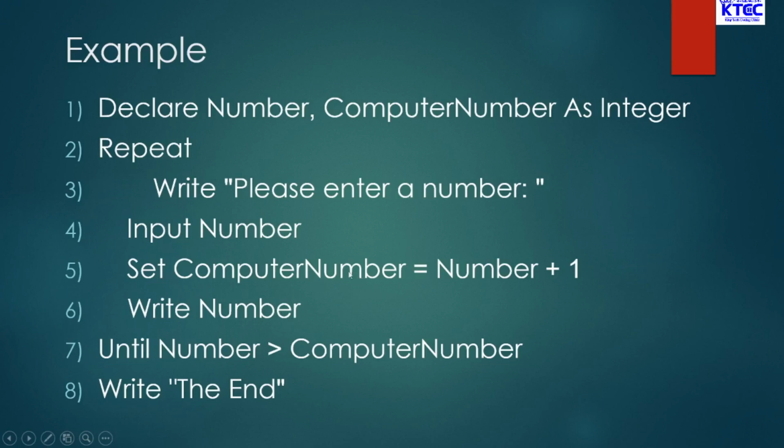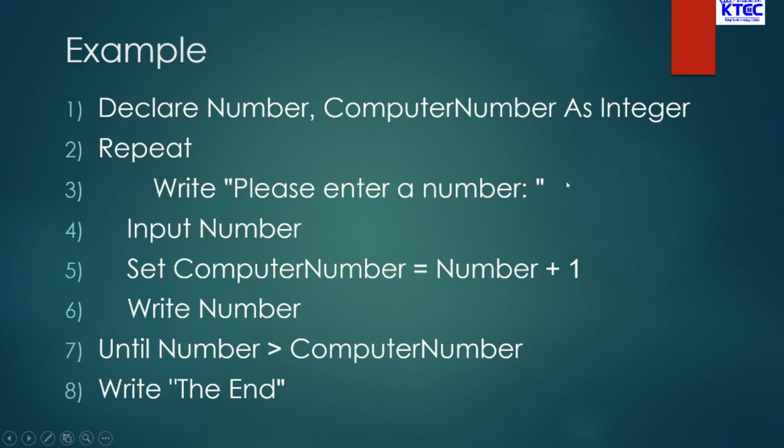Now what is going to happen is this: anytime you enter a number, the number is stored in this number variable, and then 1 is added to it, and it checks: is the number greater than the computer number? Okay, let's say that the computer number is 10. The computer number here is 10.